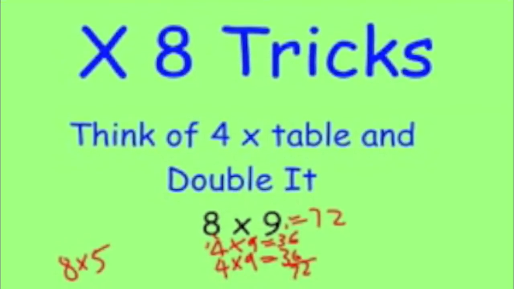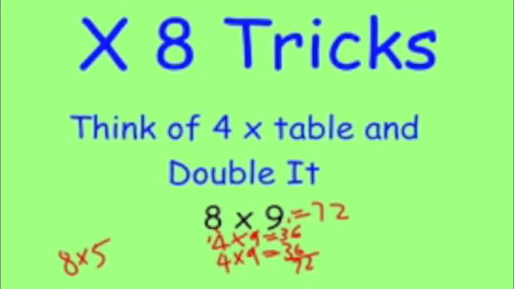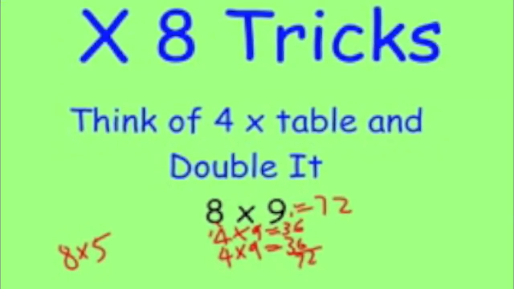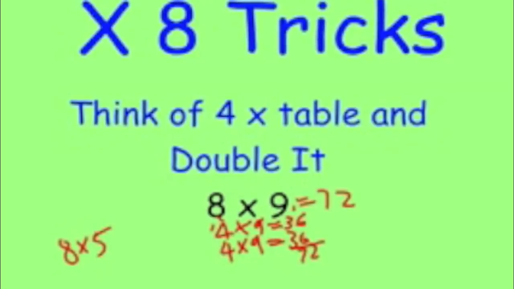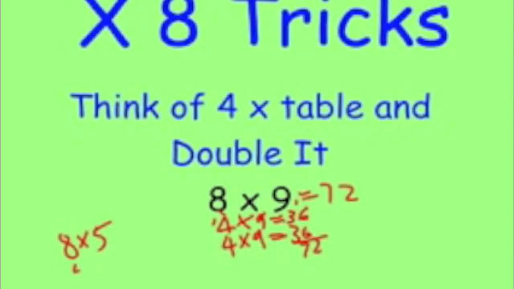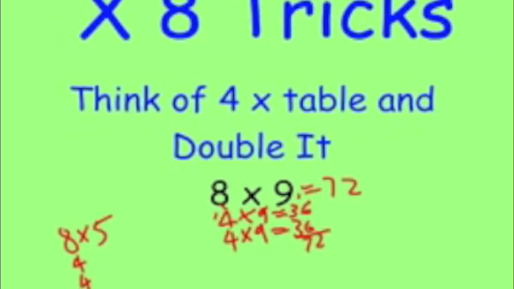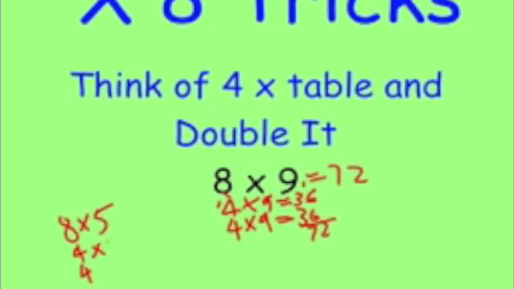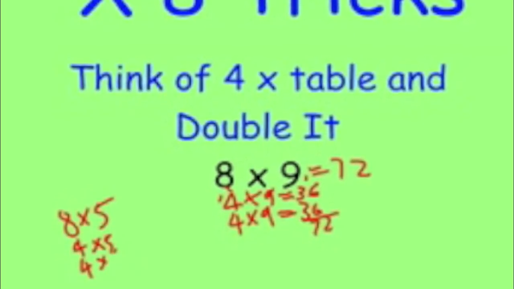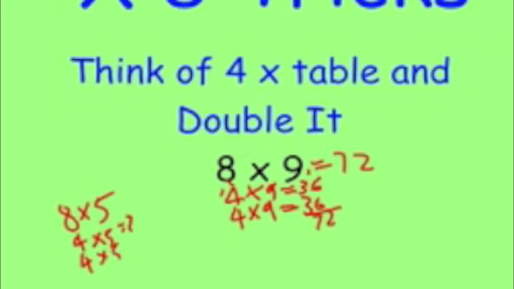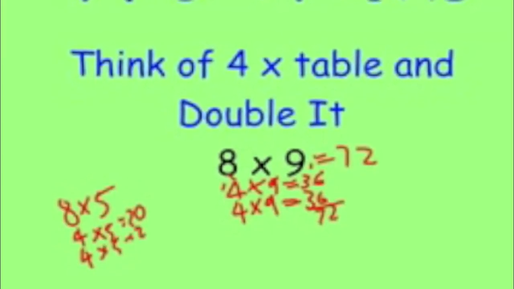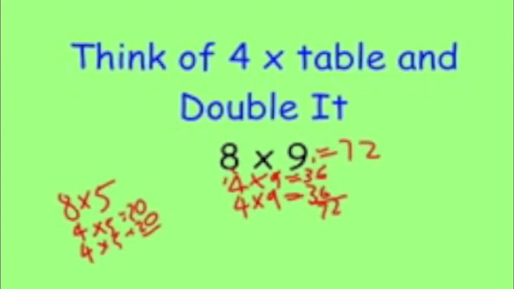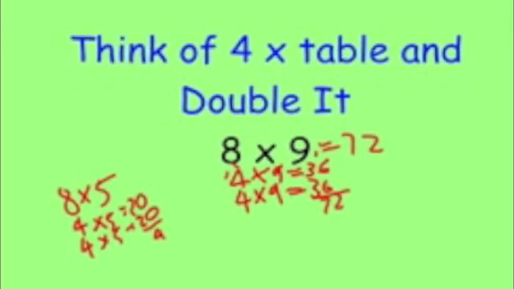I mean another example of the 8 trick. This is 8 times 5. You split 8 into 4 and 4. And you times 5 on both sides, which equals 20. When you add them together, it equals 40.